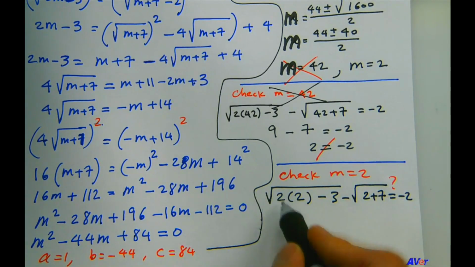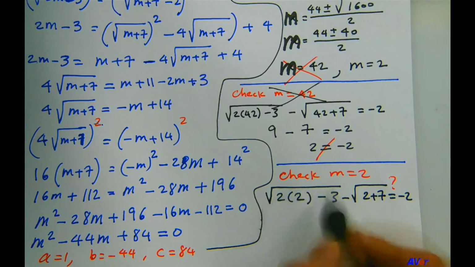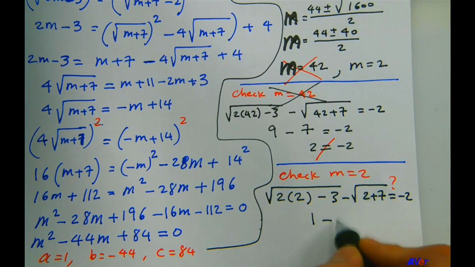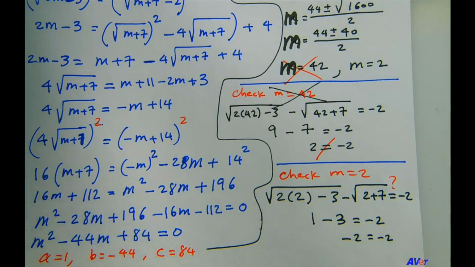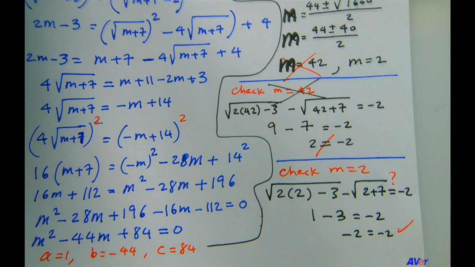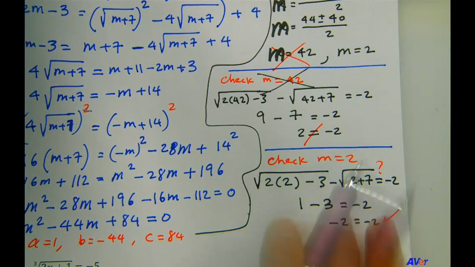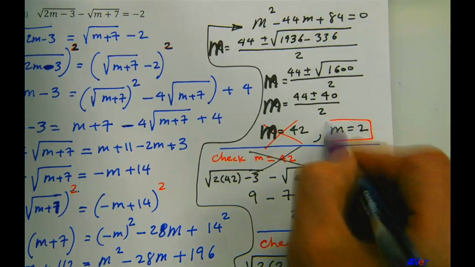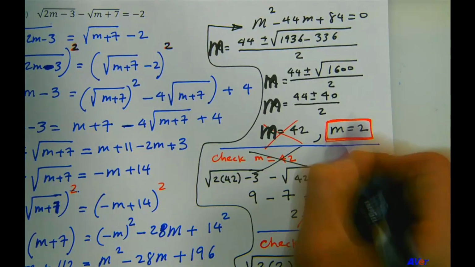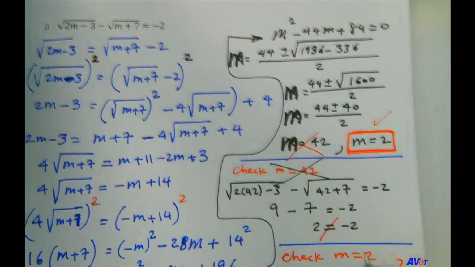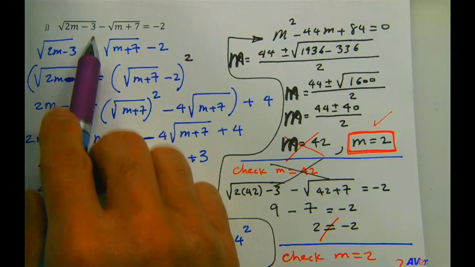Let's find out. So 4 minus 3 is 1. Square root of 1 is 1. Minus 2 plus 7 is 9. Square root of 9 is 3. So minus 3 equals minus 2. So minus 2 equals minus 2, which checks out. So m equals 2 did check out. So this is the only answer that we box and accept. That's the only answer acceptable for this equation.